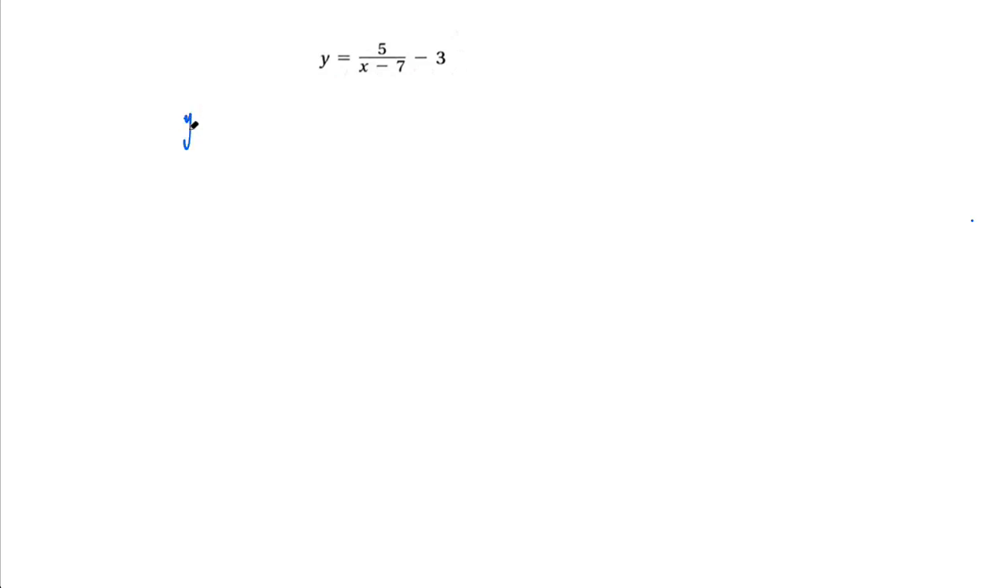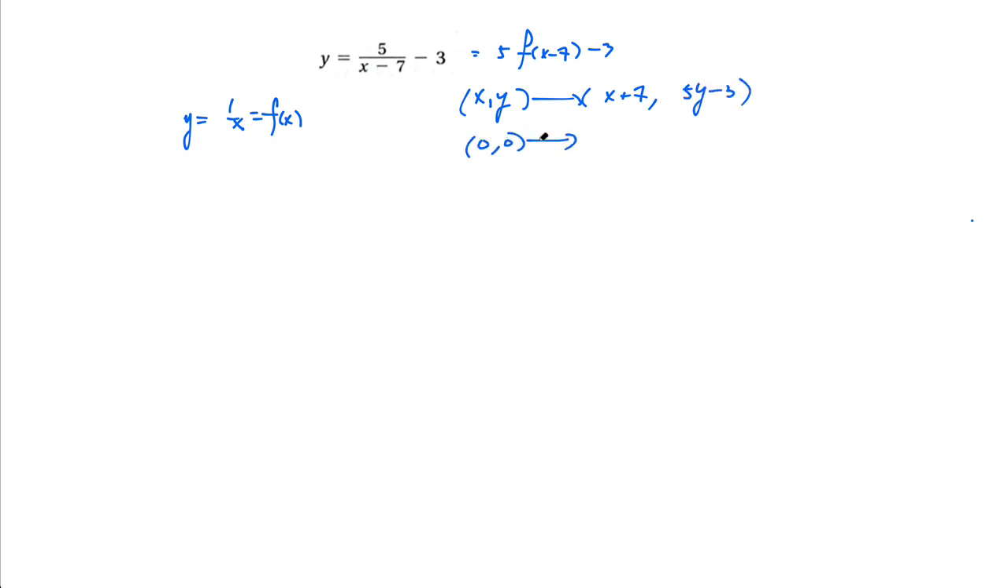For this one, we can actually just graph 1 over x and transform it. If this is f of x, do you see how this would be 5 times f of x minus 7, minus 3? The transformation is that for x, all you have to do is add 7. For y, you times it by 5 and subtract 3. So where the asymptote is, which is (0, 0), that will move to (7, negative 3).